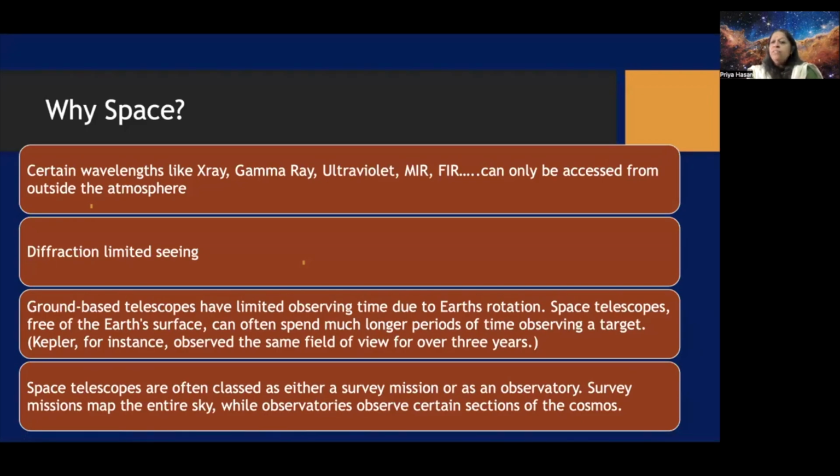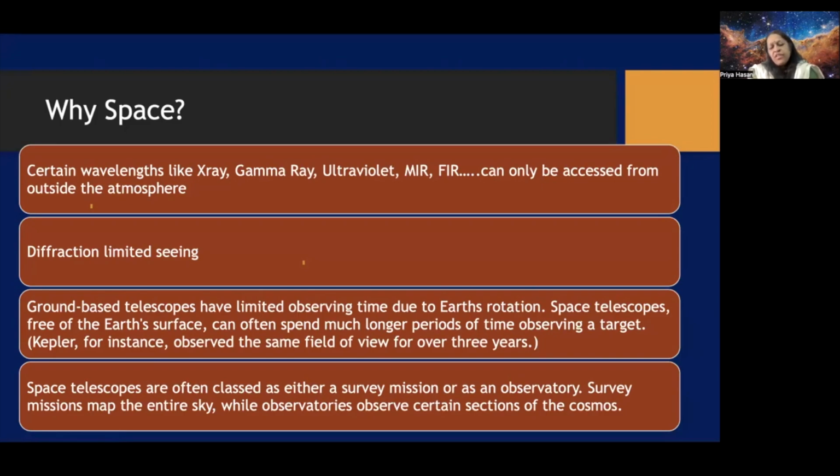And then the other important thing, which is diffraction limited seeing. High school students do know a little bit about diffraction, but the younger ones can be explained basically about how images go blurry because of the atmosphere. And if you go out in space, you won't have this thing.